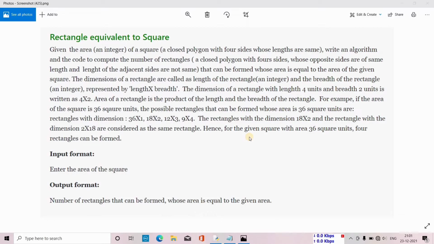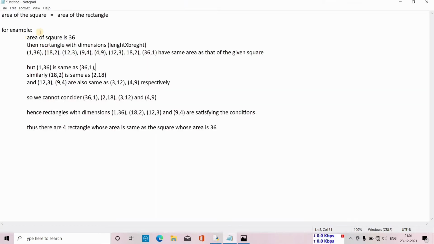Hello everyone. Today I am going to explain the code for today's paper question, that is rectangle equivalent to square. Once again, rather than reading the entire question and then giving the explanation, let me just move on to the explanation. This is what I have written to explain what the question wants us to do.